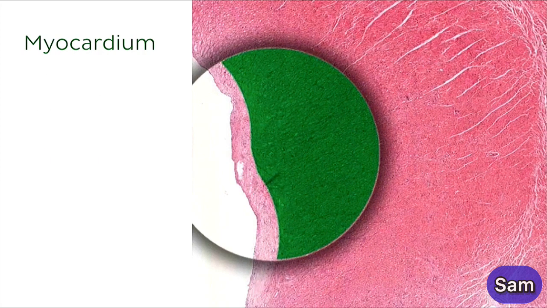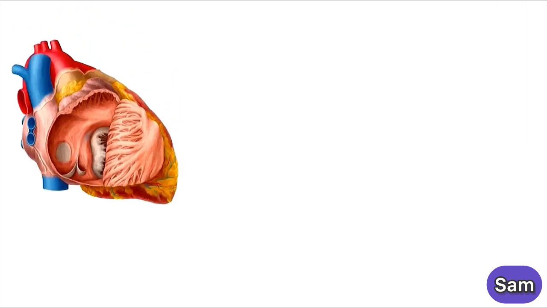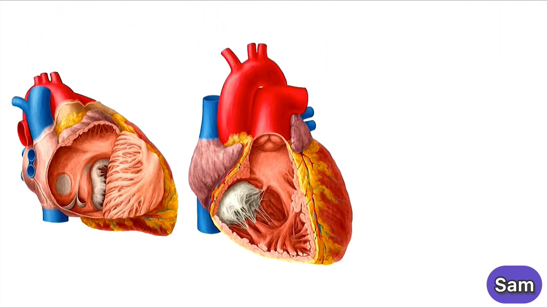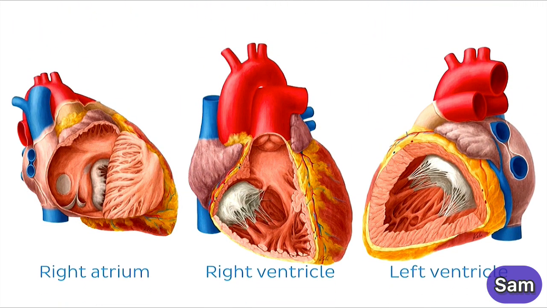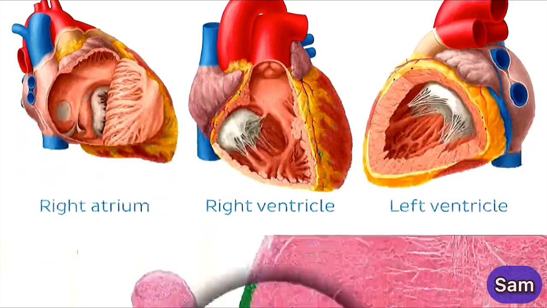It should be noted that the myocardium layer varies in thickness. The ventricles have a thicker layer of myocardium in their walls than the atria. On top of this, the left ventricle is 2 to 3 times thicker than the right one, as it works hard to pump blood throughout the entire body, whereas the right ventricle only has to pump blood to the lungs.